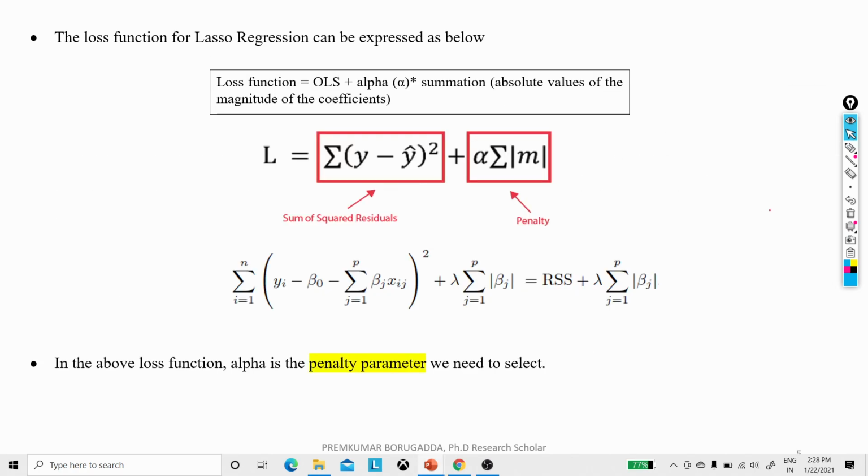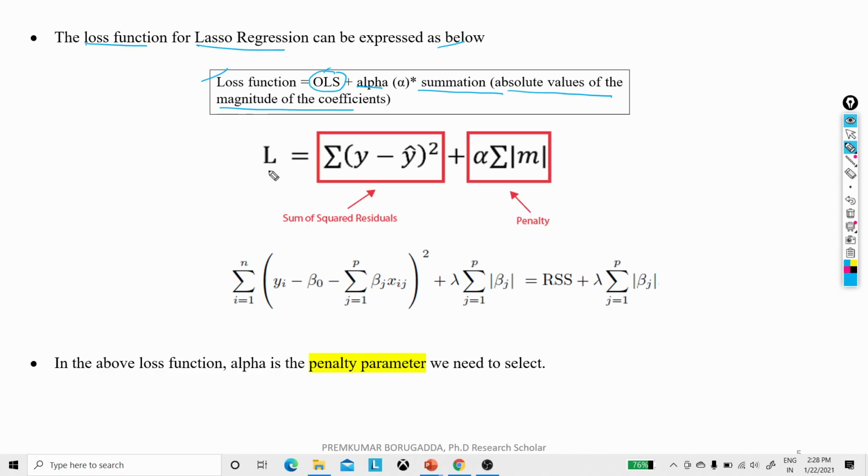So the loss function for the lasso regression can be expressed as below. So this is the loss function. OLS means ordinary least squares method. I explained this OLS in the previous lecture, so please go and watch that video. And this is our lambda value. Alpha multiplies the summation of the absolute values, the magnitude of the coefficients.